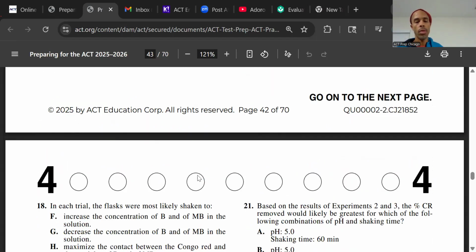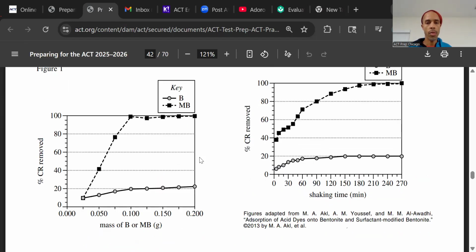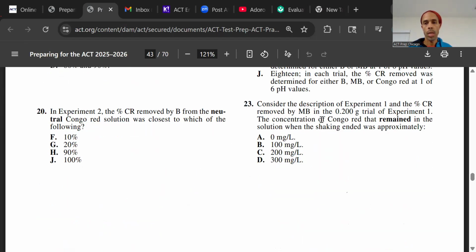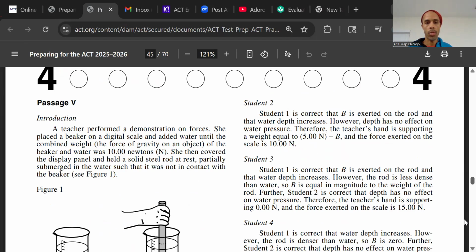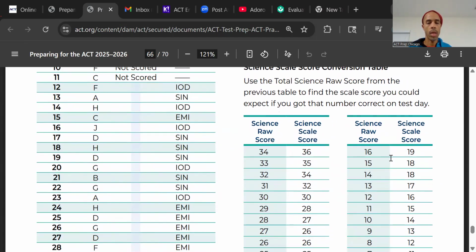I just wondered. Yeah, so that would have been zero, because 100% for the 0.2 gram trial, 100% of the CR was removed by MB. If you removed it all, right, that means CR removed was 100, which means no Congo red remained. So 23 would be A. Just check it just to make sure. Yeah, I thought so.